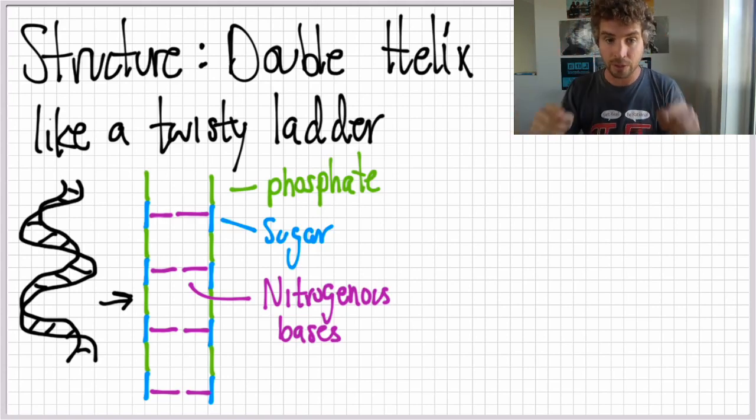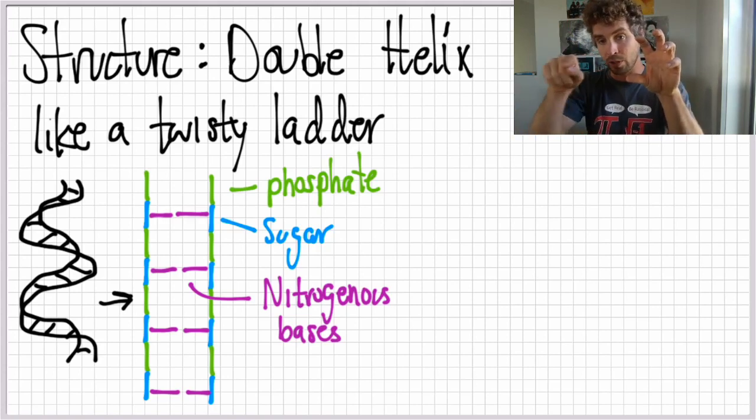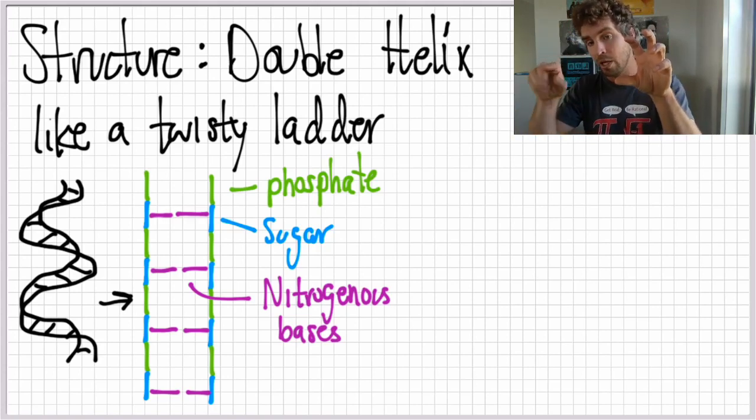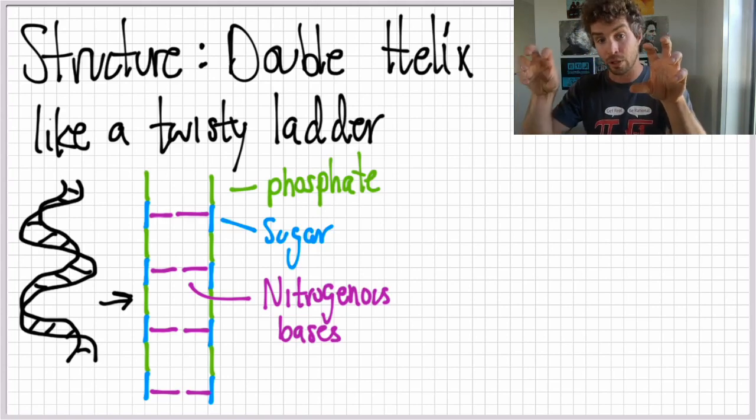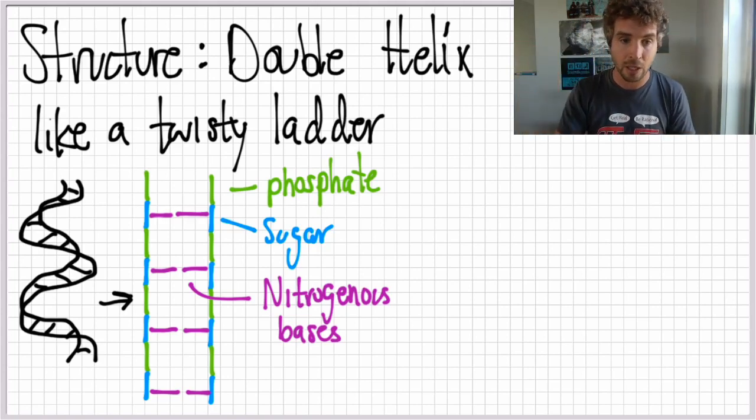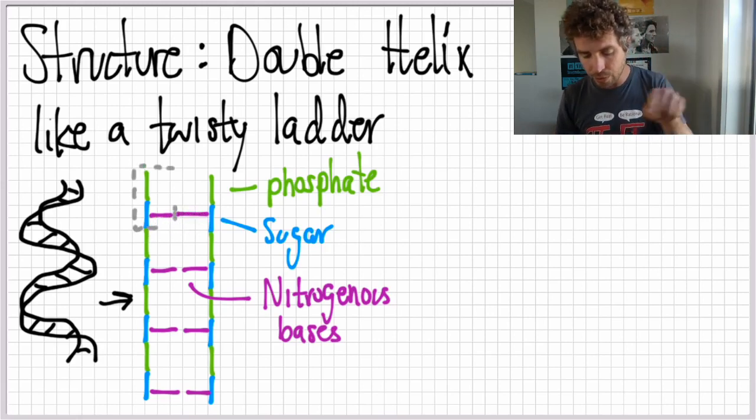They go down the sides. Those nitrogenous bases connect. So remember the puzzle piece. The nitrogenous base was going off the side to connect to another nitrogenous base. You'll notice they come in pairs. There's the two nitrogenous bases here connecting to one another.